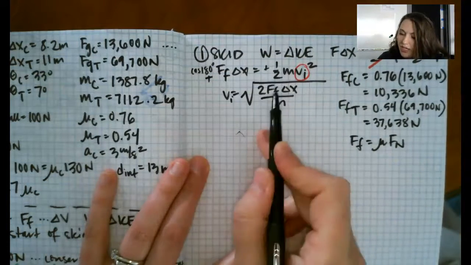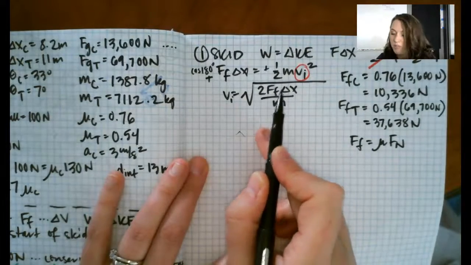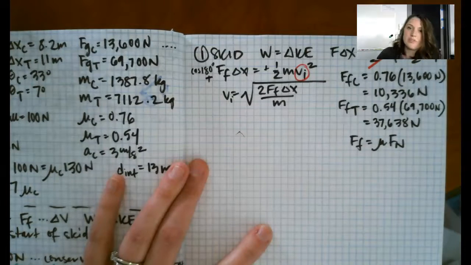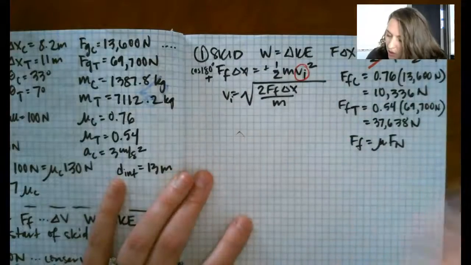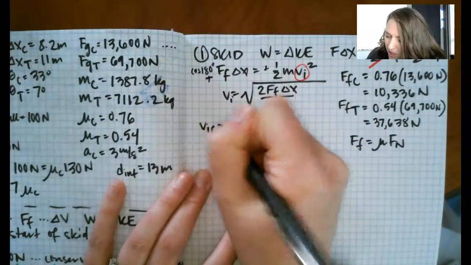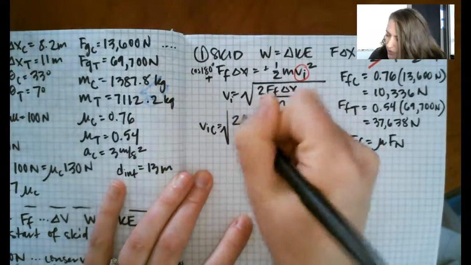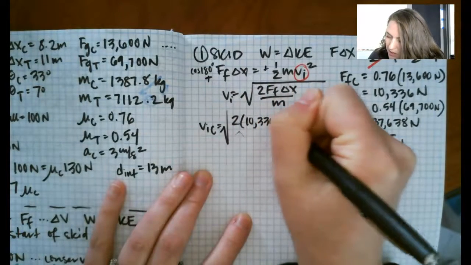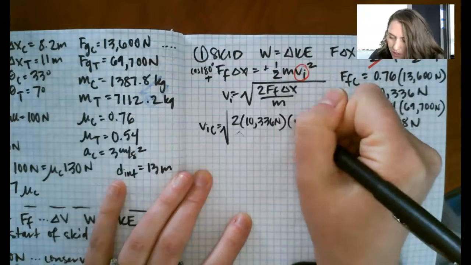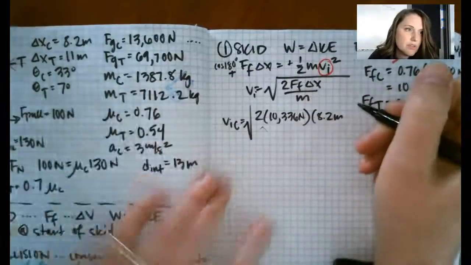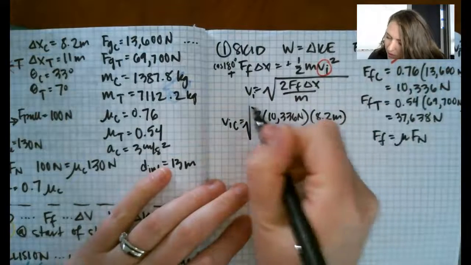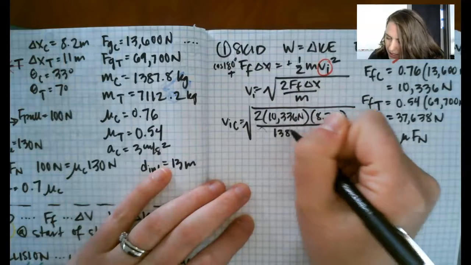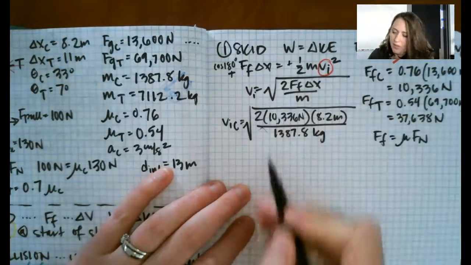You can substitute that into your equation here and algebraically then just do one computation. But I'm doing it this way this time. That's what mood I'm in today. So here we go. I'm going to figure out what the initial velocity of the car is. It's equal to the square root of 2 times my force of friction, 10,336 newtons, times my displacement, which was 8.2 meters, pulling that over here, from over here. That's under my radical, divided by the mass of my car, which was 1,387.8 kilograms. I'm going to plug that into my calculator.